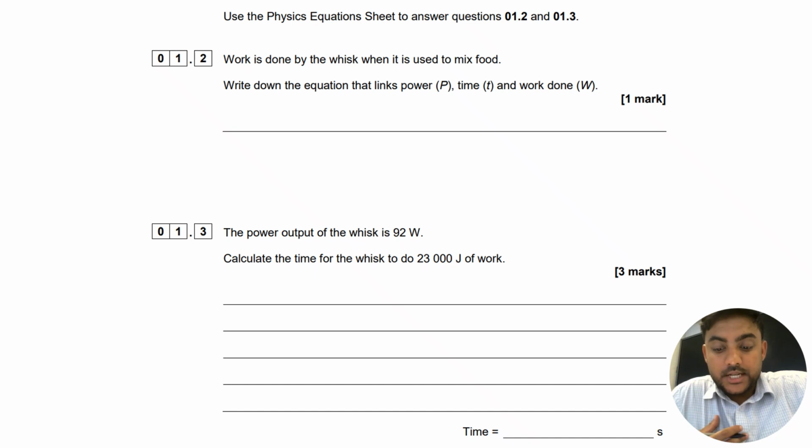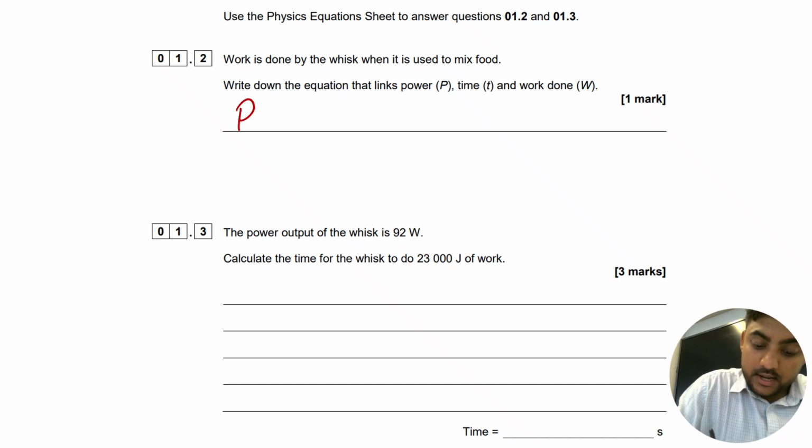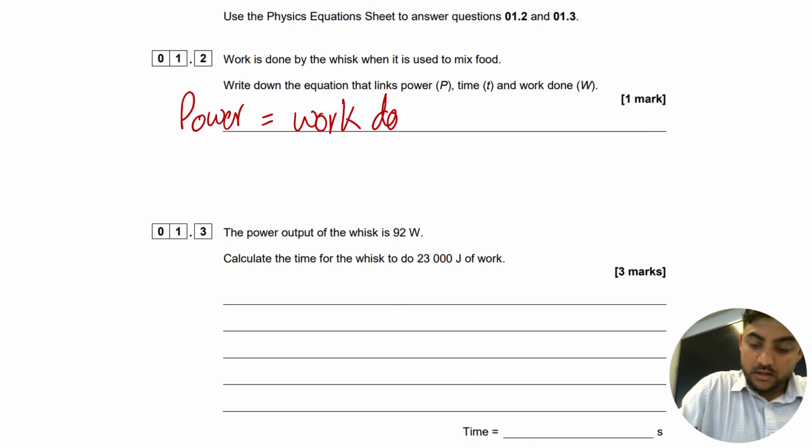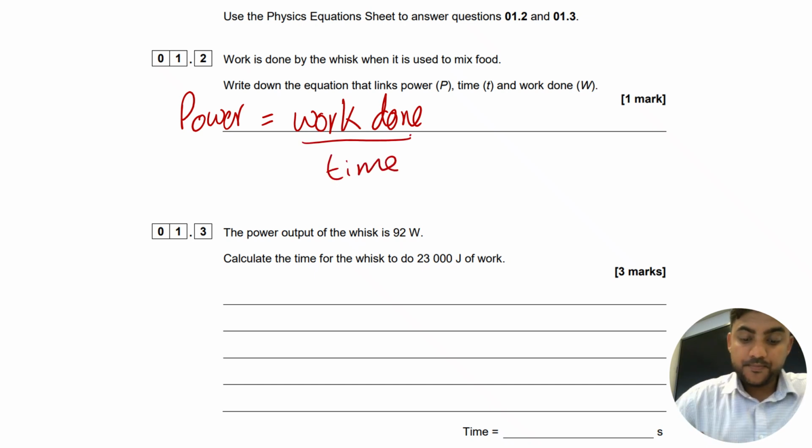Use the physics equation sheet to answer the questions 1.2 and 1.3. Work is done by the whisk when it is used to mix food. Write down the equation that links power, time, and work done. Power is work done over time taken. Remember, work done is energy transferred, so power is also energy transferred over time.